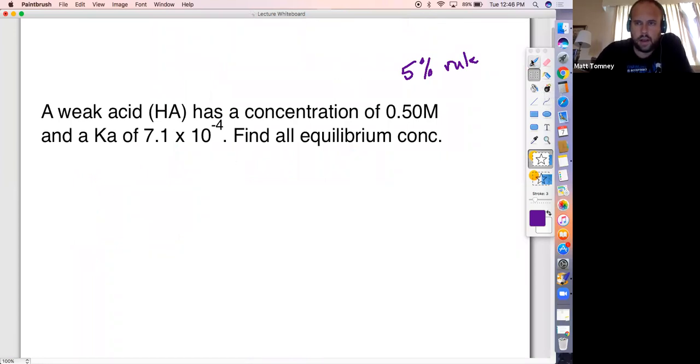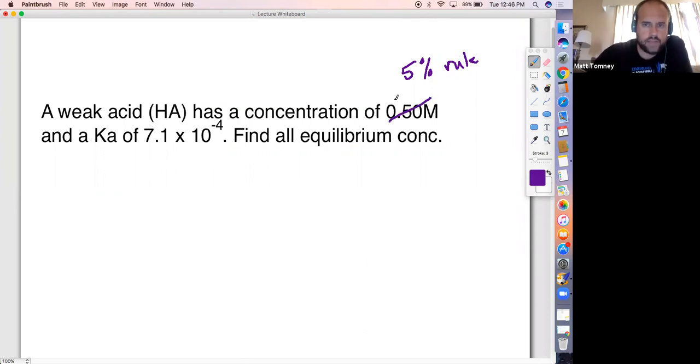Now I'm going to make one change here. I'm going to say that instead of it being 0.5, let's make this weaker so that the chance of x being less than 5% is not going to be as probable. So now I'm going to make this 0.050 molarity. We're going to reduce the concentration that we're starting with. Okay. So I would go through the same process. I would set up the same ICE table, except the 0.5 would now be 0.05.